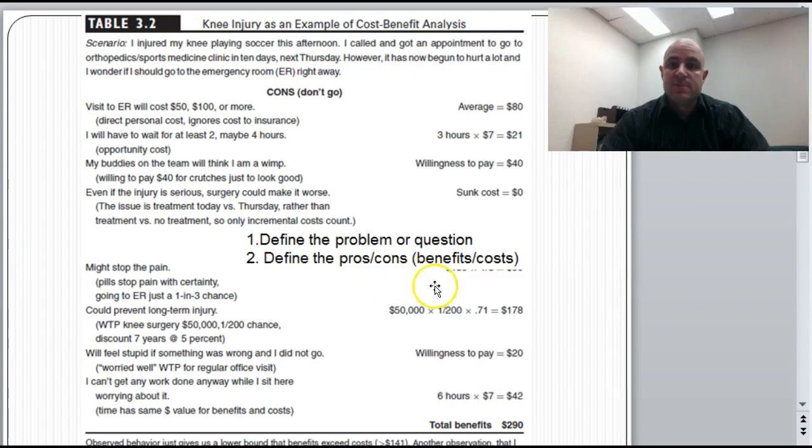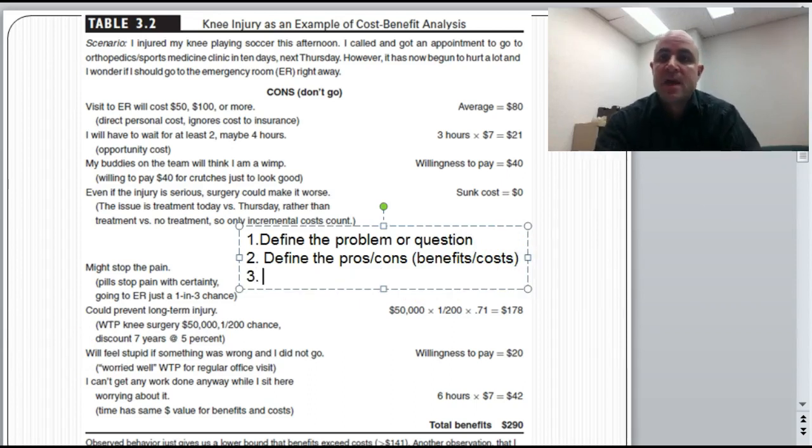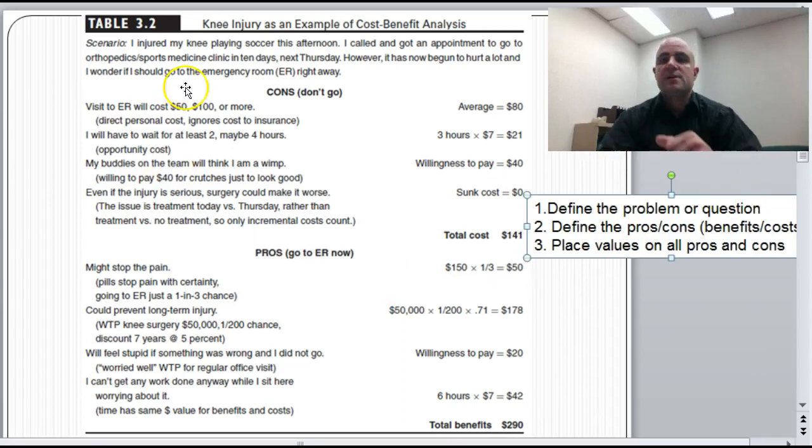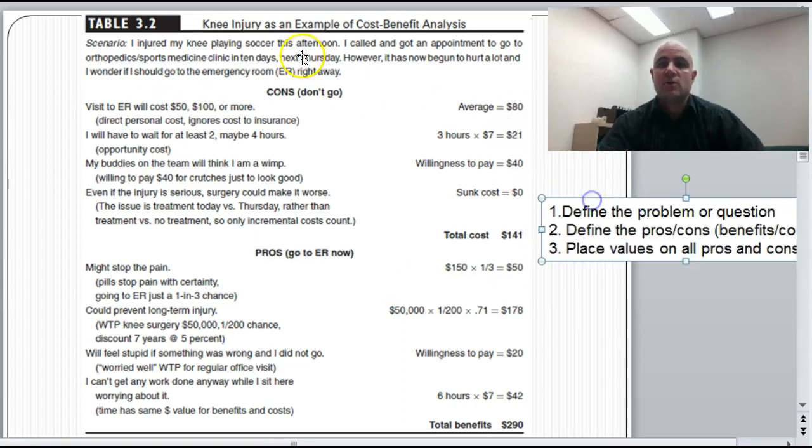Now, with the cost-benefit analysis, we're going to take that 3rd step. And that 3rd step is place values on all pros and cons. Okay? So, if we look at it here, we have all the pros and the cons, all the costs and the benefits that we had from the previous step, and now we're going to put values on them. So the dollar value, the visit to the ER, that's the easiest one. You look at the average of what an average trip is, and that's what it's going to cost.